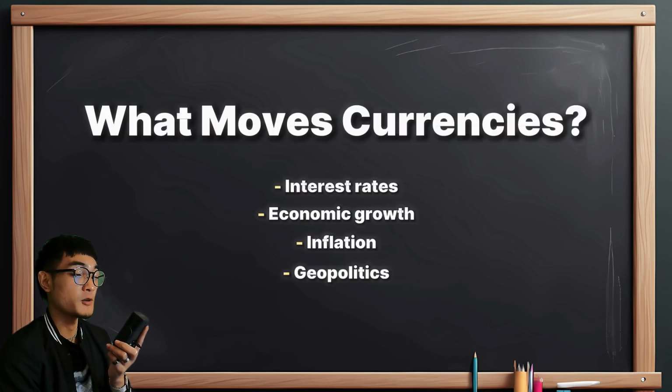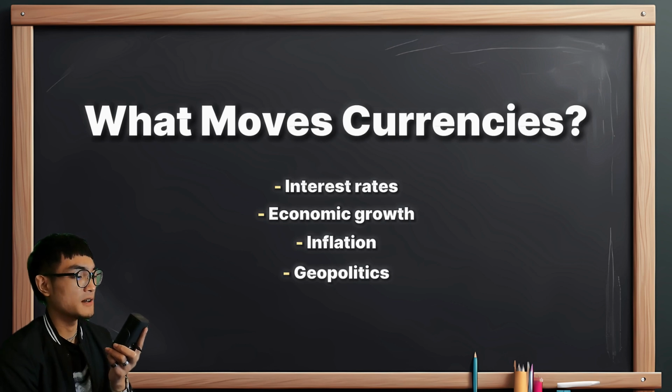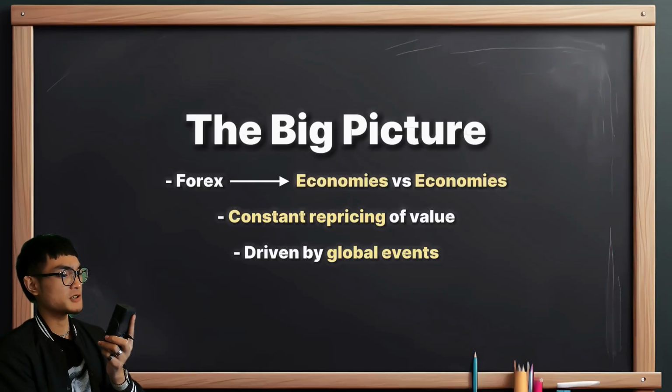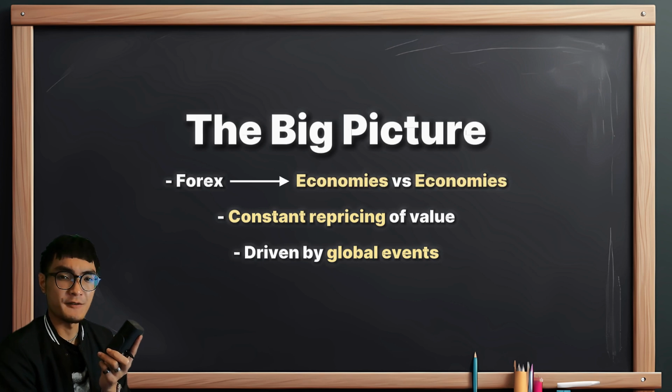Now here's what makes Forex interesting. All of these factors are happening at the same time. Interest rates, economic data, inflation, global events, they are all constantly influencing each other. And the market is reacting to all of that in real time. So when you look at a Forex chart, you're not just looking at price movements. You're looking at the relationship between two entire economies being priced every second.